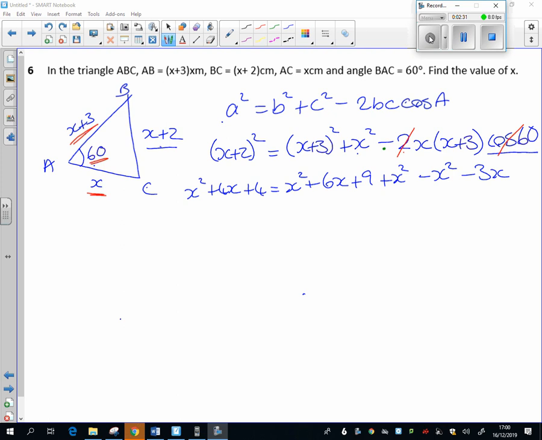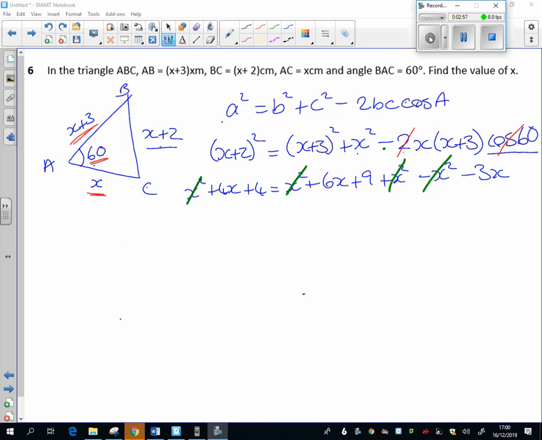Okay. If you left the cos 60 there, that's fine, but at some point when you evaluate it, the half and the two outside the brackets will cancel. So I just need to tidy up that quadratic. Well, I've got x squared minus x squared, and in fact, I could then cancel those x squared, take x squared away from each side, and that's starting to look a lot nicer.